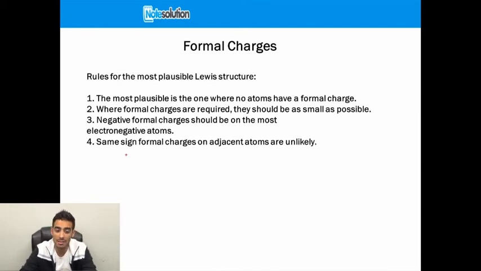The fourth rule is that same sign formal charges on adjacent atoms are unlikely. It's really unlikely that we have a positive formal charge atom bound to a positive formal charge atom. You know how positive and negative attract, and positive and positive repel each other. Think about formal charge in the same way. It's really difficult to make two atoms that both have positive formal charges attract each other and bind. Therefore, it's more likely to have a negative formal charge atom next to a positive formal charge atom.